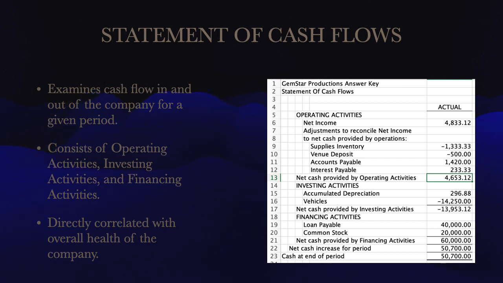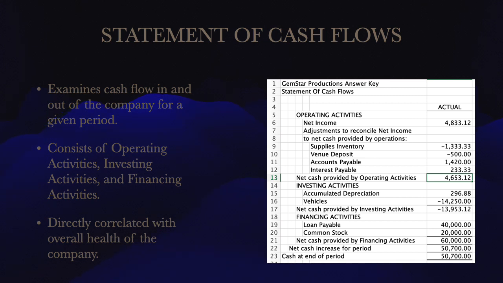The next section is our investing activities. This covers the cash made or spent based on investments made for the company. In this section, we will highlight the negative $14,250, which represents what we spent on our company vehicle. This amount, with the addition of the accumulated depreciation of the vehicle, brings the net total cash for this section to negative $13,953.